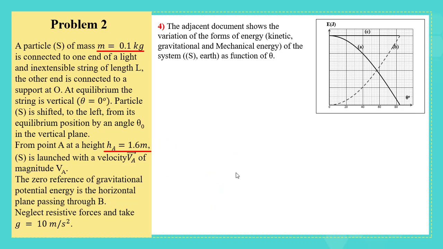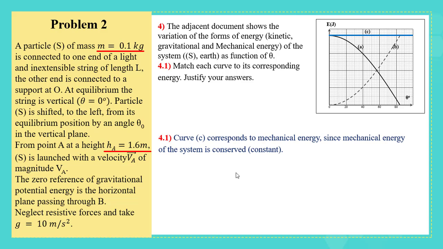The adjacent document shows the variation of the forms of energy, kinetic, gravitational, and mechanical energy of the system S and Earth as a function of theta. The first part: match each curve to its corresponding energy and justify your answer. Check this figure. We have 3 curves, A, B, and C. You should start directly with the mechanical energy because it is conserved.